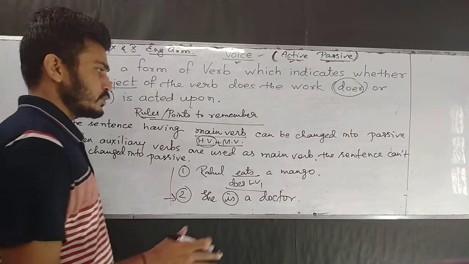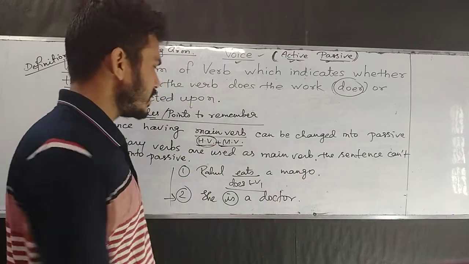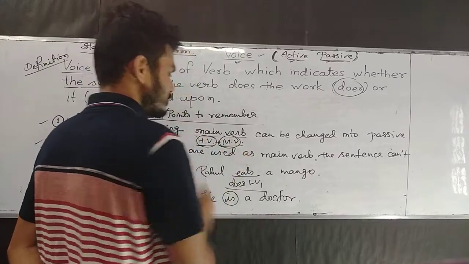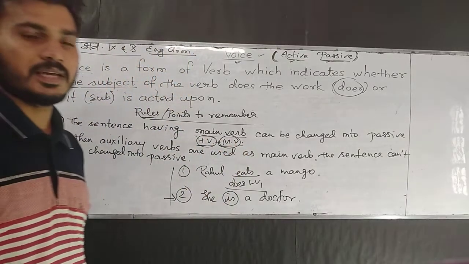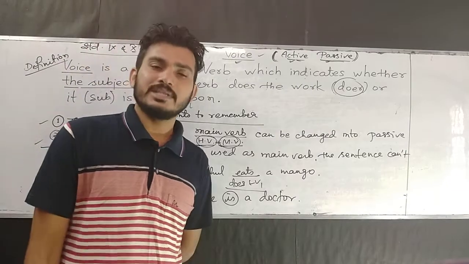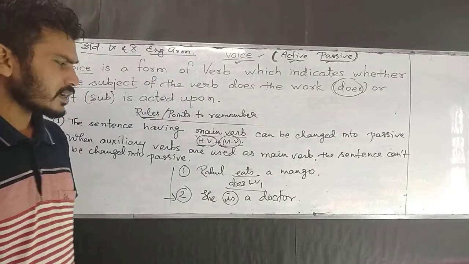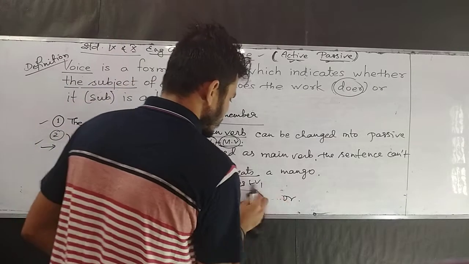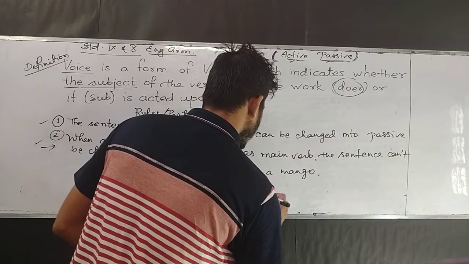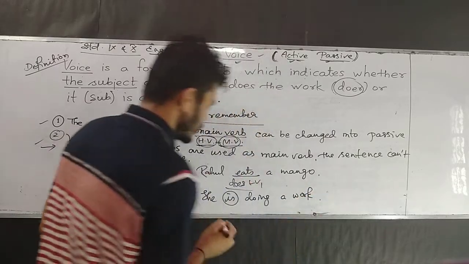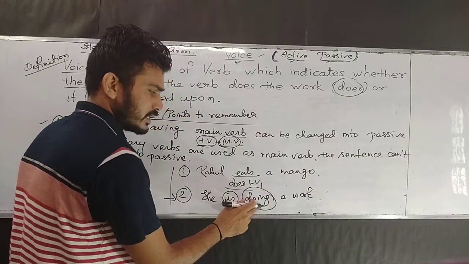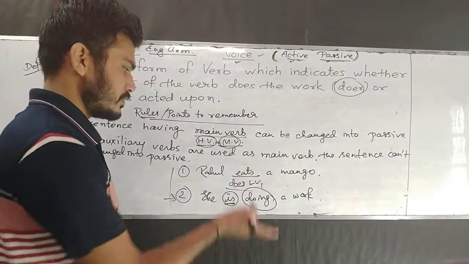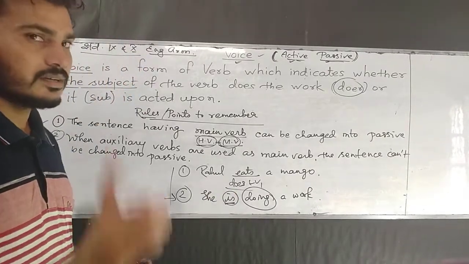So for passive, you must have helping plus main verb. Only helping as main verb can't be changed. The sentence must have a main verb, right? That has five forms, like present, past, past participle, present participle and s/es form, right? It also has, but it works like a main verb in the sentence, right? For such sentences, she is doing a work. Now here, you may see the doing word is the main word and is becomes the helping verb. So these sentences will be converted into passive. But the sentence that was written before, she is a doctor, cannot be changed, right?